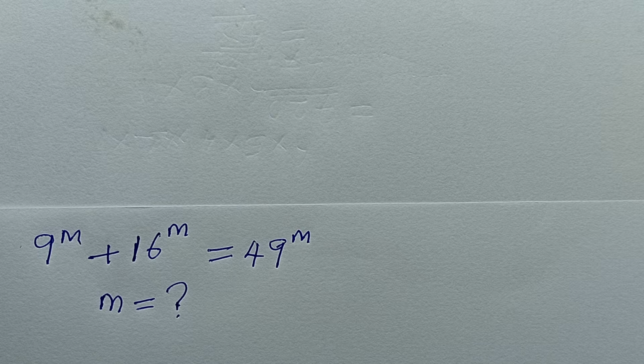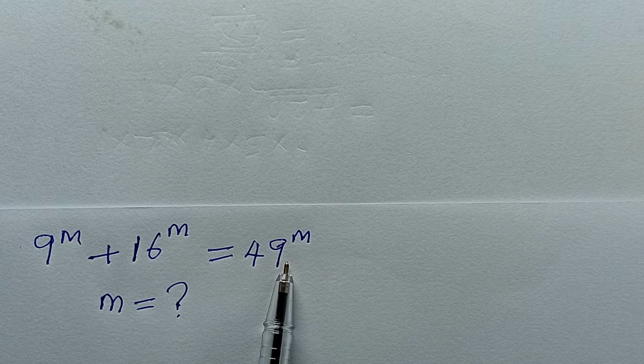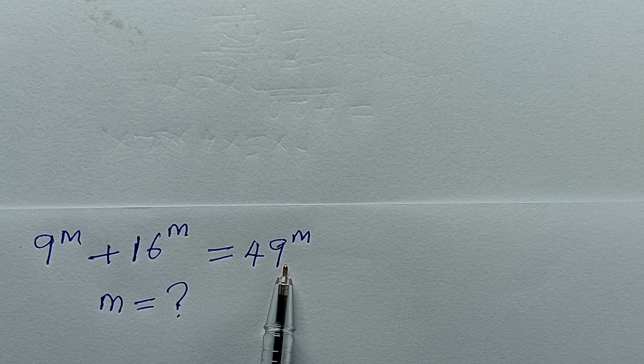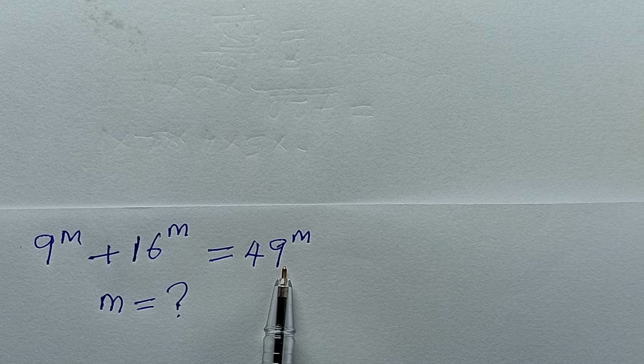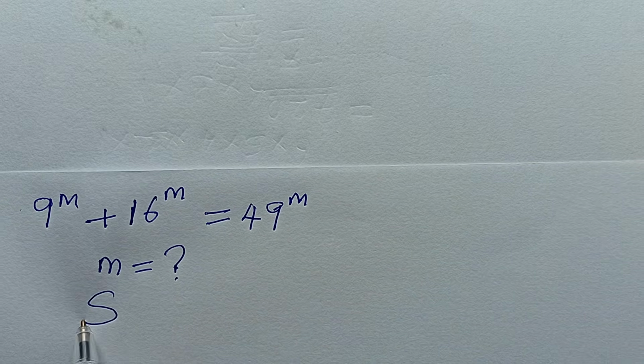So let's go ahead and express them in the simplest base. But before then, we just have to make the right hand side of the equation to be unity. In other words, let's divide through by 49 to the power of m. And so we take our solution here.